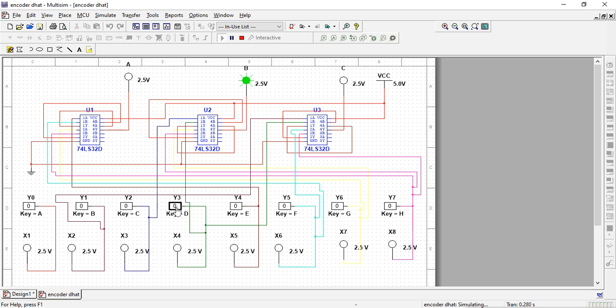Yes. And then if I enable Y3, I will get output from both B and C. If I enable Y4, I will get output from A. If I enable Y5, I will get output from both A and C. And then Y6 means I will get output from A and B. And if I enable Y7, I will get output from all, that is A, B and C. This is all about encoder simulation.